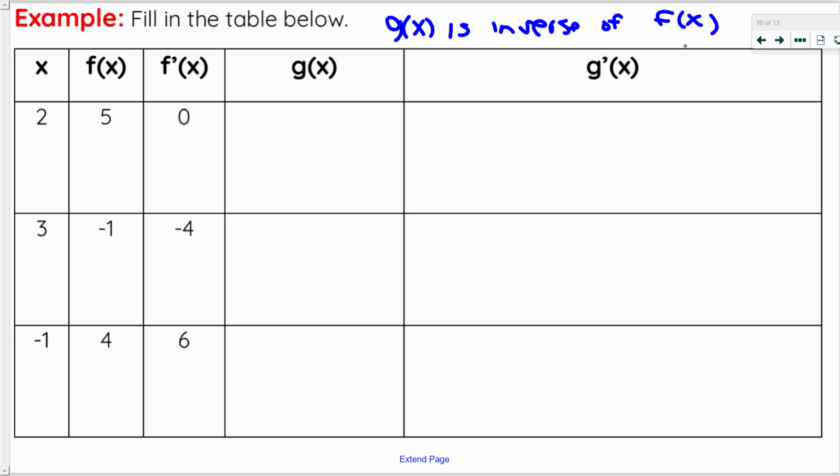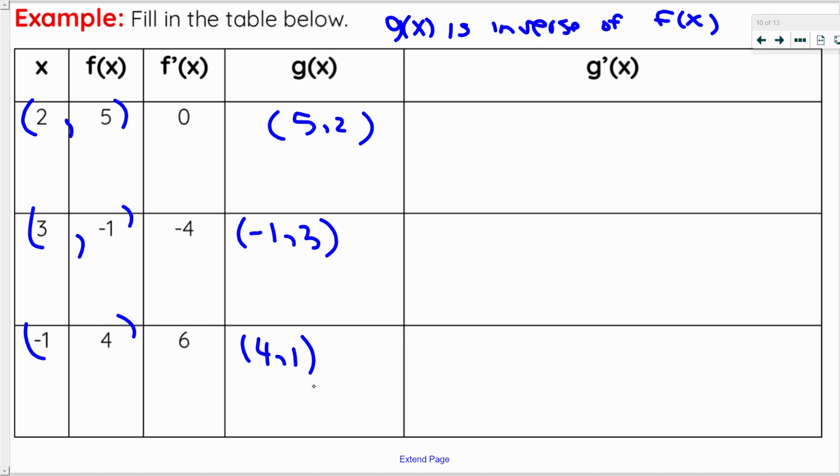Okay, let's come up with the points first of all. So these are the points here for f of x. So the corresponding points for g of x are going to be (5, 2). These points here, flip them around, (-1, 3). These points here, flip them around, (4, -1). Now I want to find g prime of x, which is the same as saying the derivative of the inverse. That's the same thing.